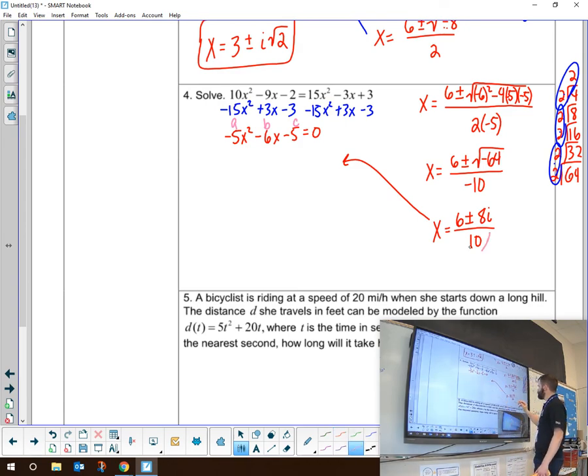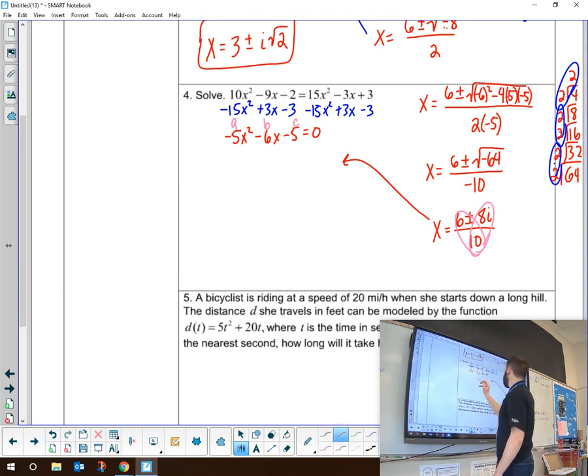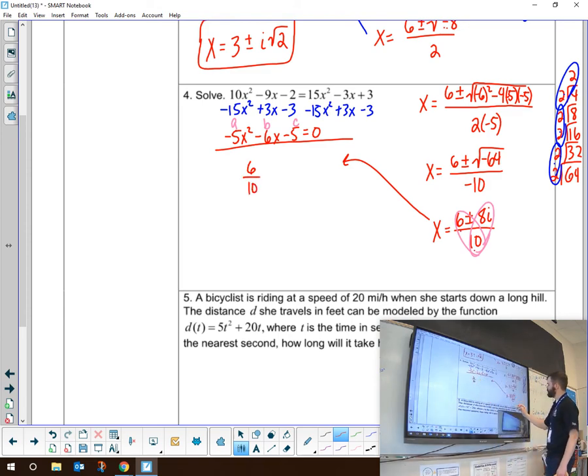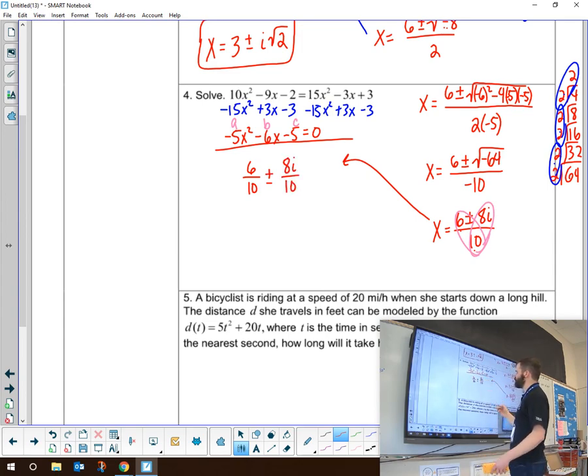But we're going to simplify here and simplify here. What I'm going to do is rewrite it as two fractions. Okay? I'm going to rewrite it as 6 over 10 plus or minus 8i over 10. That way I can reduce both.